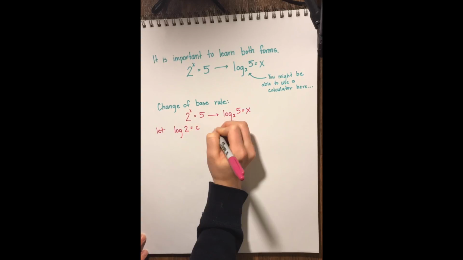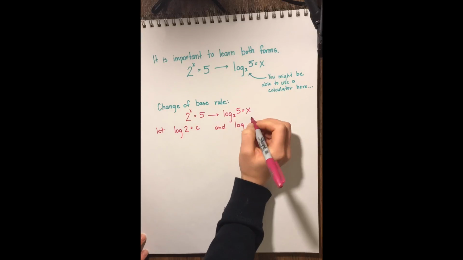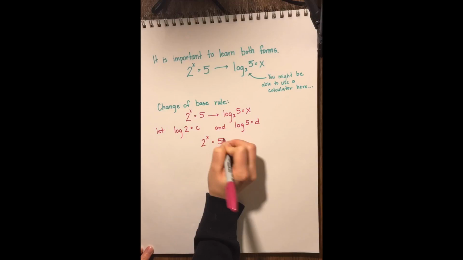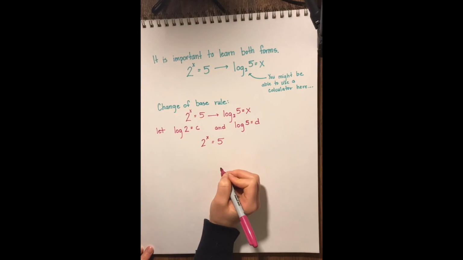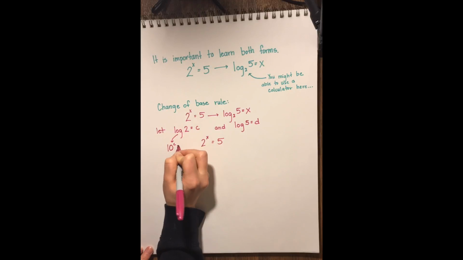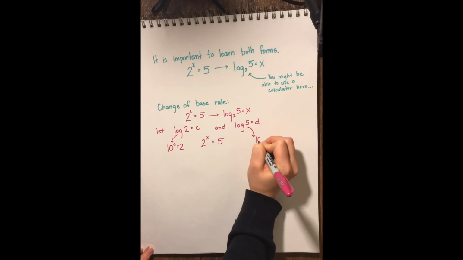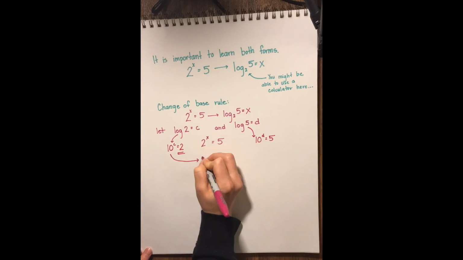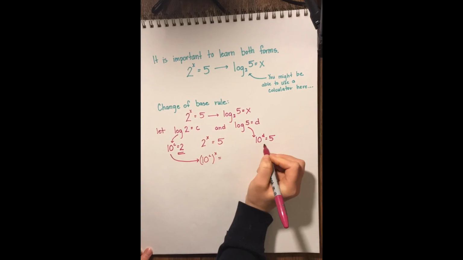Now let's establish some variables. Let's assume log 2 equals c and log 5 equals d. Let's write our variables in exponential form. Log 2 equals c would be 10 to the c equals 2. On the other side, log 5 equals d would be 10 to the d equals 5. Notice that we now have equations equal to 2 and 5.